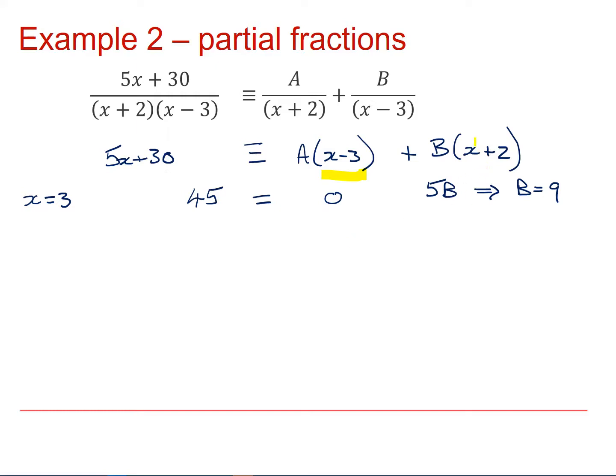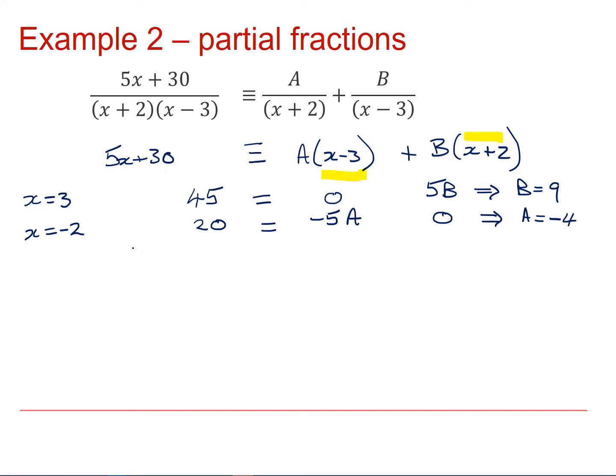Looking at the other bracket here, minus 2 looks like a possibility to zero out that, so let's have a look at what happens when we put in x equals minus 2. I get minus 10 plus 30 is 20. I get minus 5a here and nothing here, so that's going to tell me that a equals minus 4.